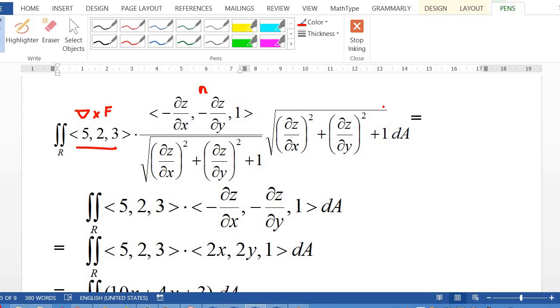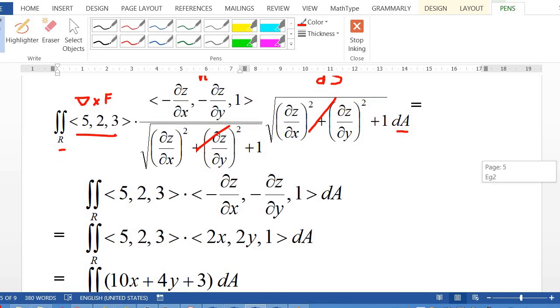This formula is actually the dS, which you have learned in the surface area of a scalar field. dS, one unit of surface area, is the square root of z_x squared plus z_y squared plus 1, dA over region R. Then this square root and this square root cancel. So we become dot with negative del z/del x i, negative del z/del y j plus positive k, dA over region R.